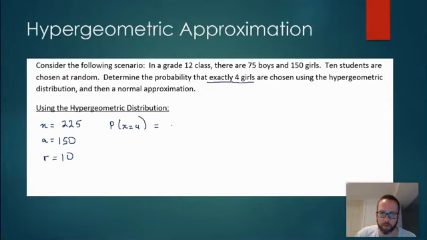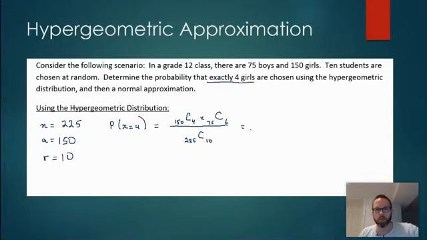This is a good little review of discrete distributions. On the bottom, the number of ways to choose 10 people, 225 choose 10. On the top, the number of ways to choose your successes, 150 choose 4. And the number of ways to choose your failures: there's 75 boys left, adding to 225, and we have to choose 6 of them. So I'll do that, you guys do it too. 150 choose 4 times 75 choose 6, divided by 225 choose 10.